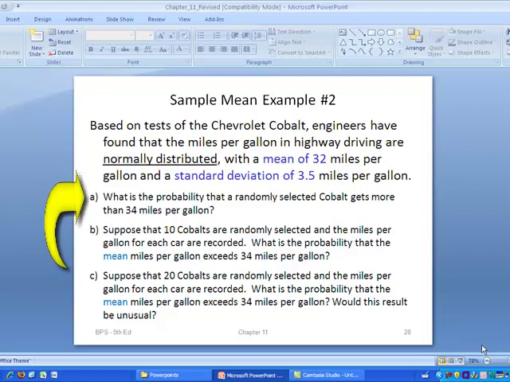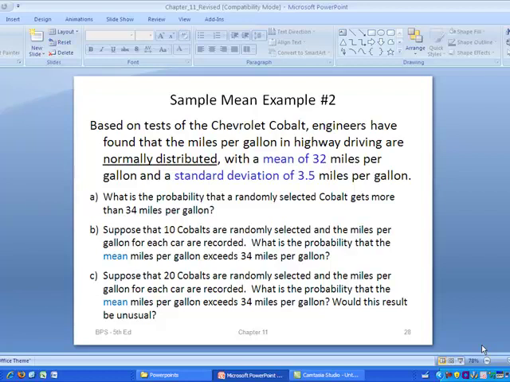Question A says, what is the probability that a randomly selected Cobalt gets more than 34 miles per gallon? Now, how do I know whether this is going to be a sampling distribution of the sample means or just a regular Chapter 3 problem? Well, first of all, if you don't see a sample size, more than likely you're not in a sampling distribution, or you wouldn't have enough information anyway to answer the question.